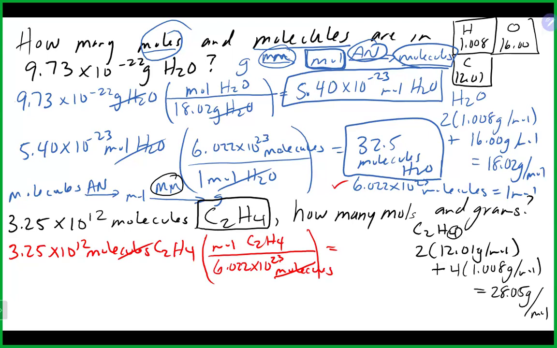Otherwise, we could just continue on with the calculation if we didn't need the number. Make sure, again, you use your exponent buttons when you punch both of these numbers in. And you'll get something like 5.40 times 10 to the minus 12. And these would be moles of C2H4. Any question on that calculation there?